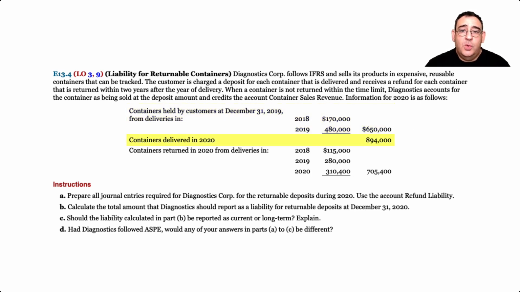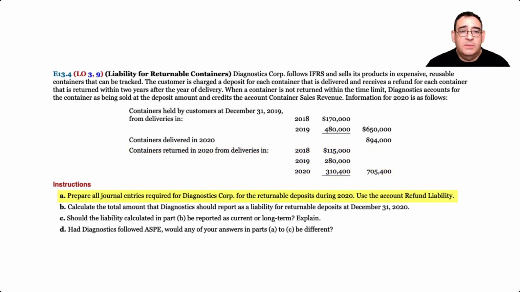Then, during 2020, 894,000 in containers are delivered, and also during 2020, $115,000 in containers are returned from 2018, 280,000 from 2019 deliveries, and 310,400 from 2020 deliveries, for a total of 705,400 in returned containers.